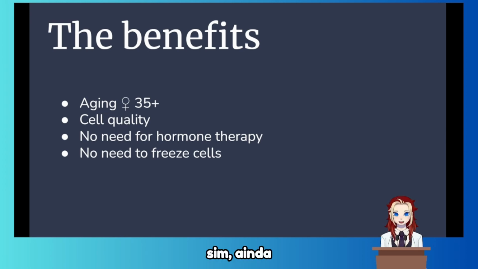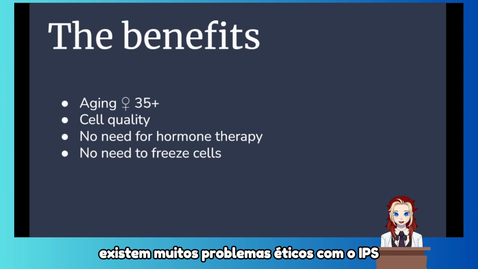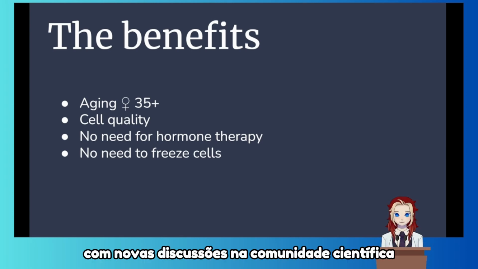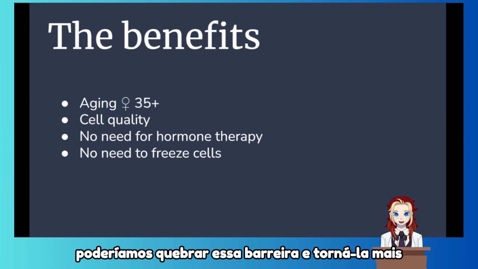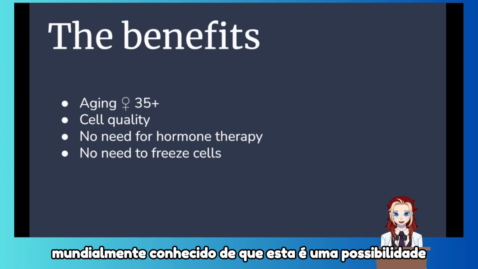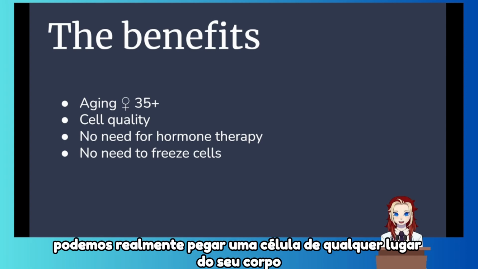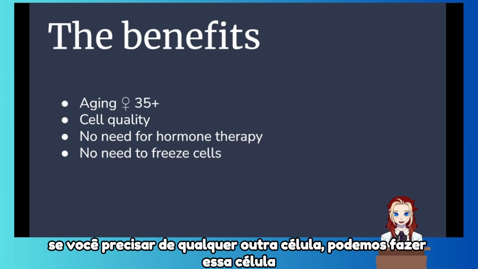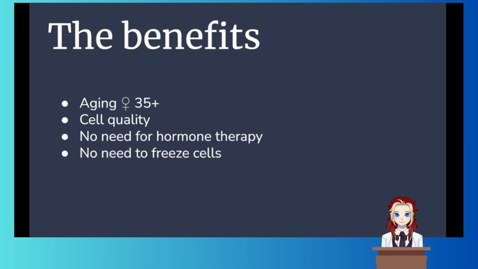So yeah, there are a lot of ethical issues with iPS still, but I think that with further discussions in the scientific community, we could break this barrier and make it more widely known that this is a possibility. We can actually take a cell from anywhere in your body and make it another cell. If you need any other cell, we can make that cell. That's what I'm trying to say.